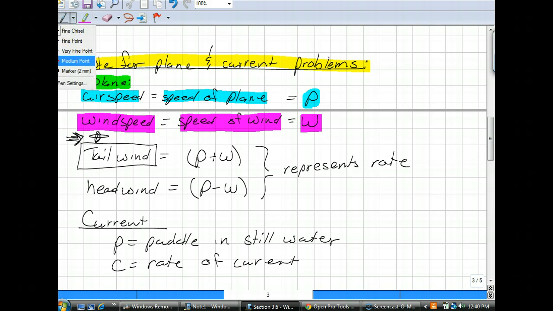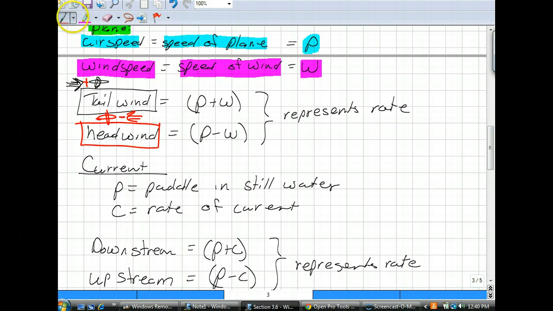Okay. Then the other important thing is headwind. Well, in this case, the plane's flying along, but the wind is pushing against the plane. So it's slowing it down. So this one was a plus. This one's going to be a minus, because the plane's going slower than what it originally was. So that rate is P minus W, or the plane speed minus the wind speed, because the wind's slowing it down. Okay. Then another very similar type of problem are what we call current problems.